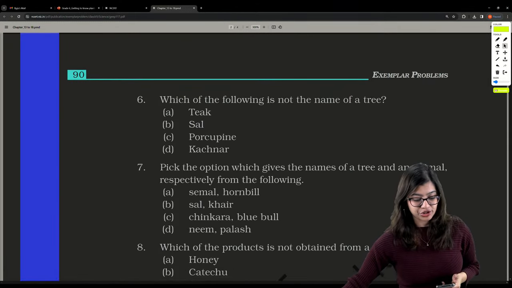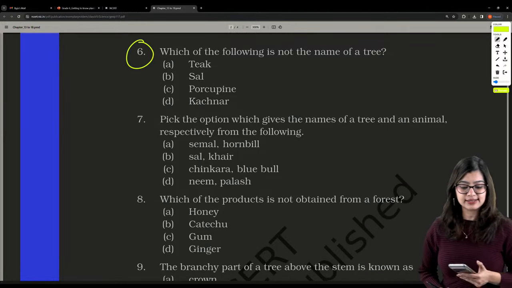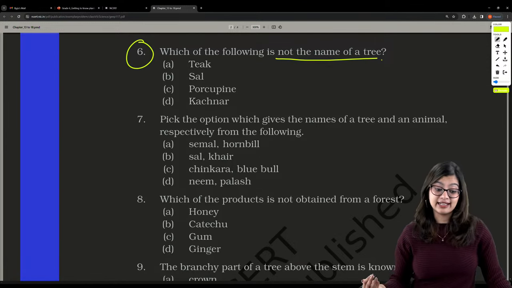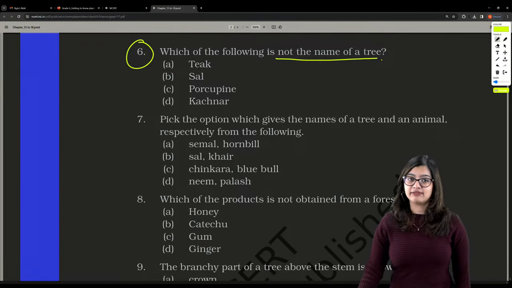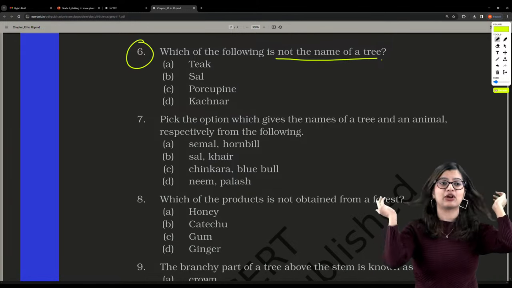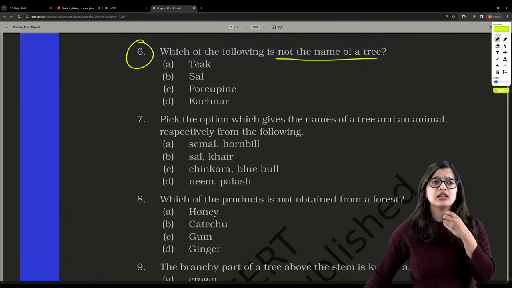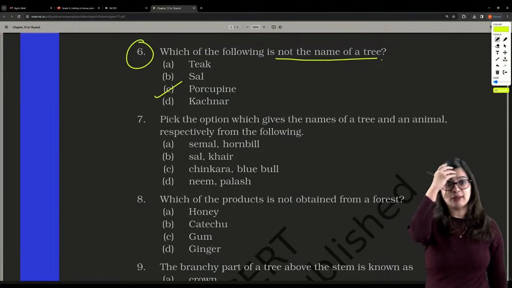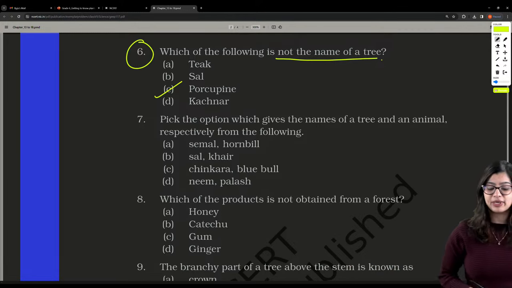So let's have a look at question number 6, 7 and 8 on our screens. First up, let us solve question number 6. Which among the following is not the name of a tree? Is it teak, sal, porcupine or kachnar? In my language, I would say this is a very lame question, because this is common sense for us. How can anybody say that our students will not be able to recognize that porcupine is not the name of a tree, but rather it is the name of an animal. Simple, right? So the correct answer here is going to be option C.